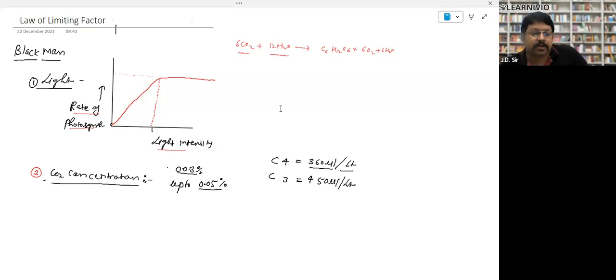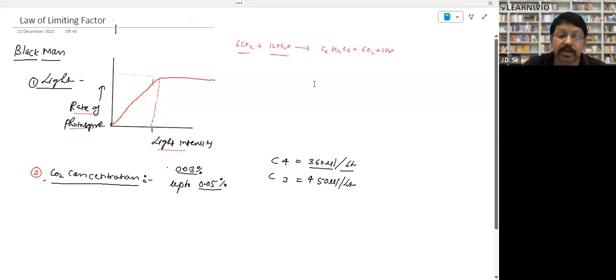Right, the law of limiting factor is already there. What is that? First, let me tell you what the limiting factor, or the law of limiting factor, is.